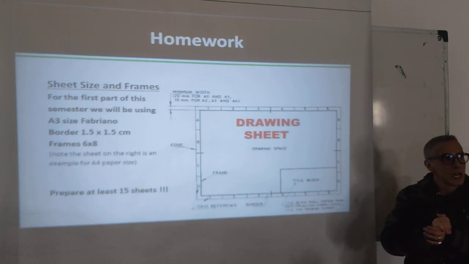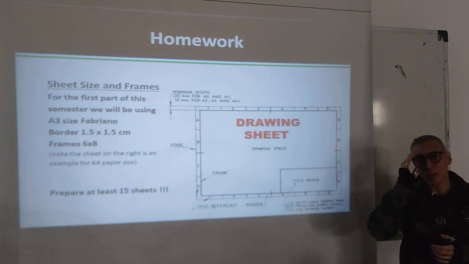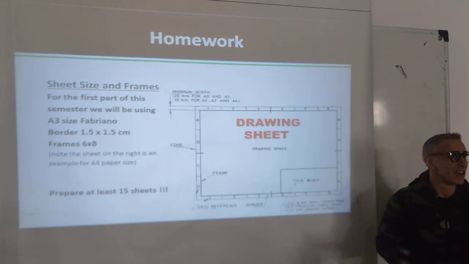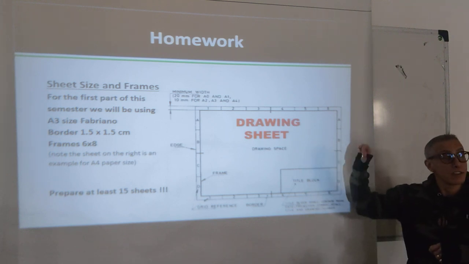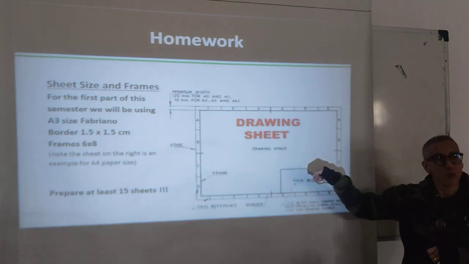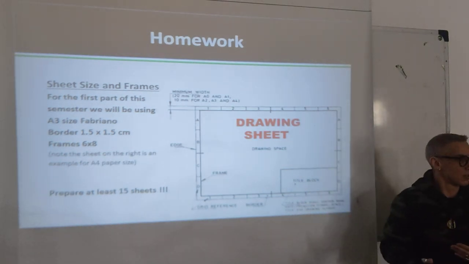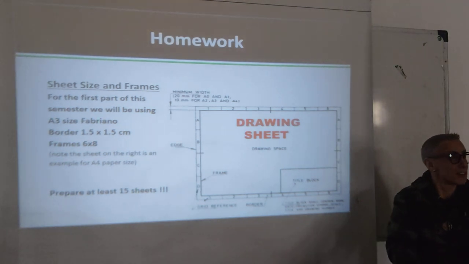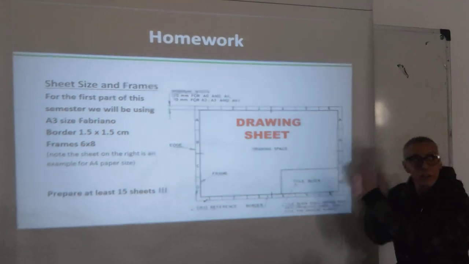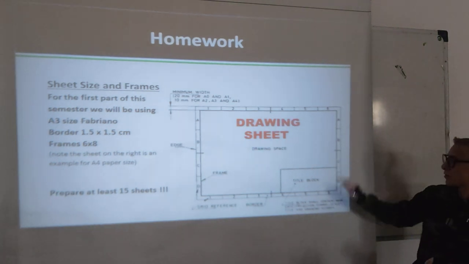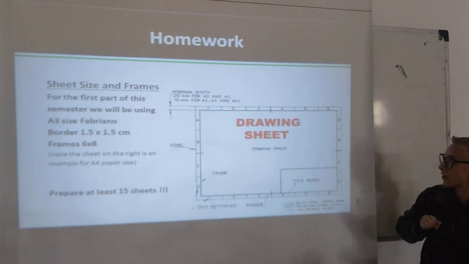Because now we are not just in the introduction to 3D design class when I told you 2 centimeter border and some students ignored everything I say. Now, every detail you need to do, if you ignore it or do it in a wrong way, it will affect the marks. Because we are talking about engineering drawing here. You need to be detailed to the millimeter, okay? Okay, so 1.5 centimeter.